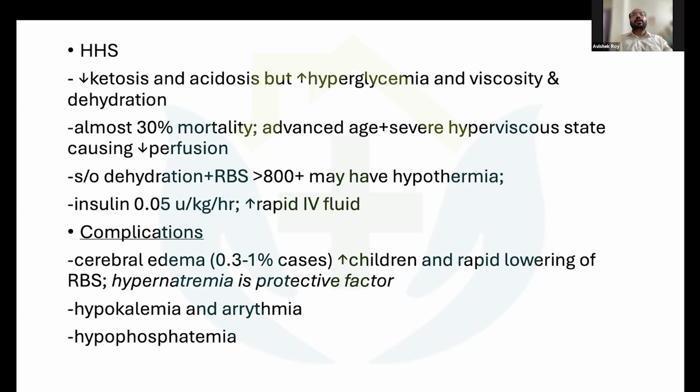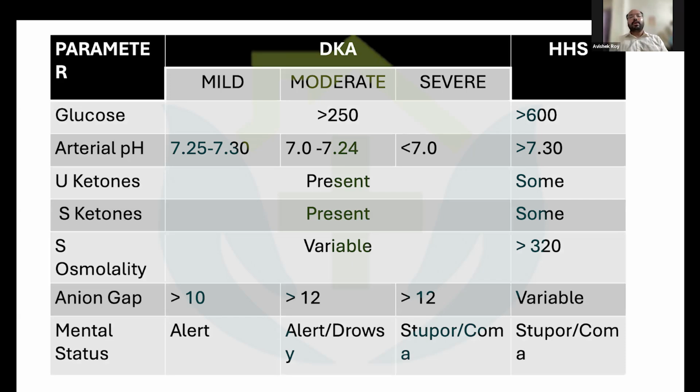Naturally, because hypernatremia tends to have higher osmolarity. So even if you reduce your sugar by more than 100, if you have hypernatremia, they will not go into cerebral edema. Then there are other complications like hypokalemia, arrhythmias can occur, hypophosphatemia can occur. This chart here is very important from an exam point of view.